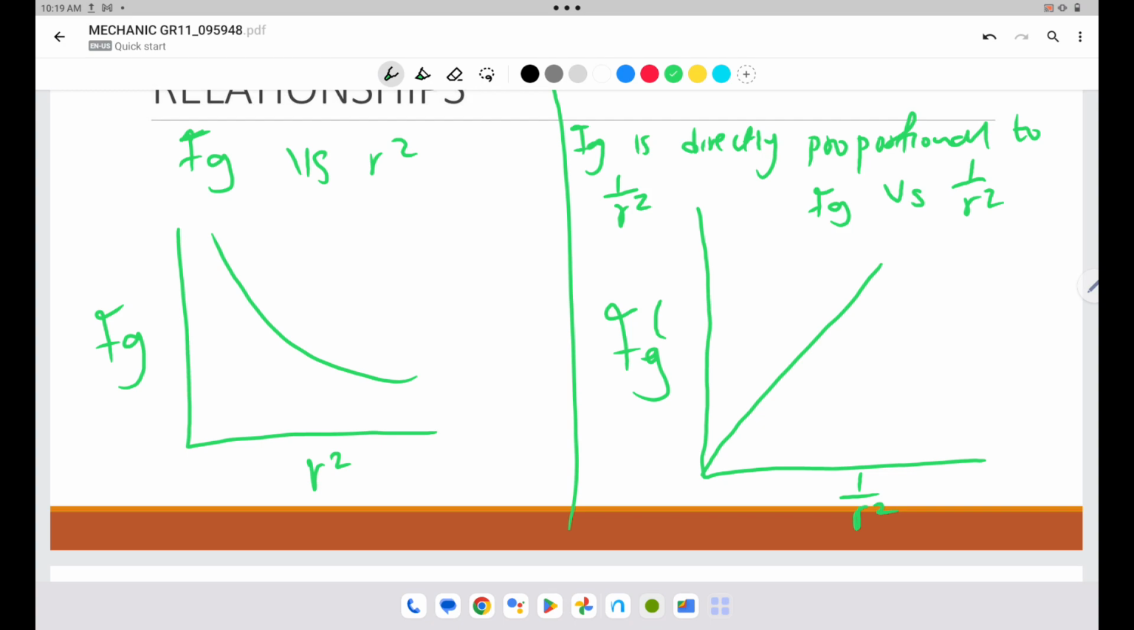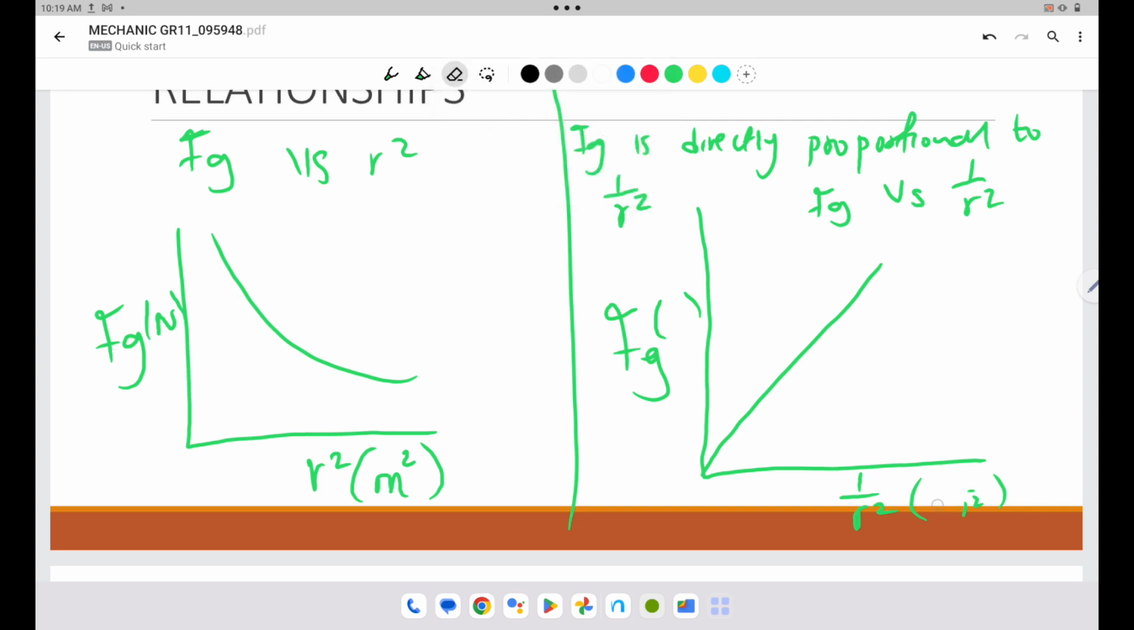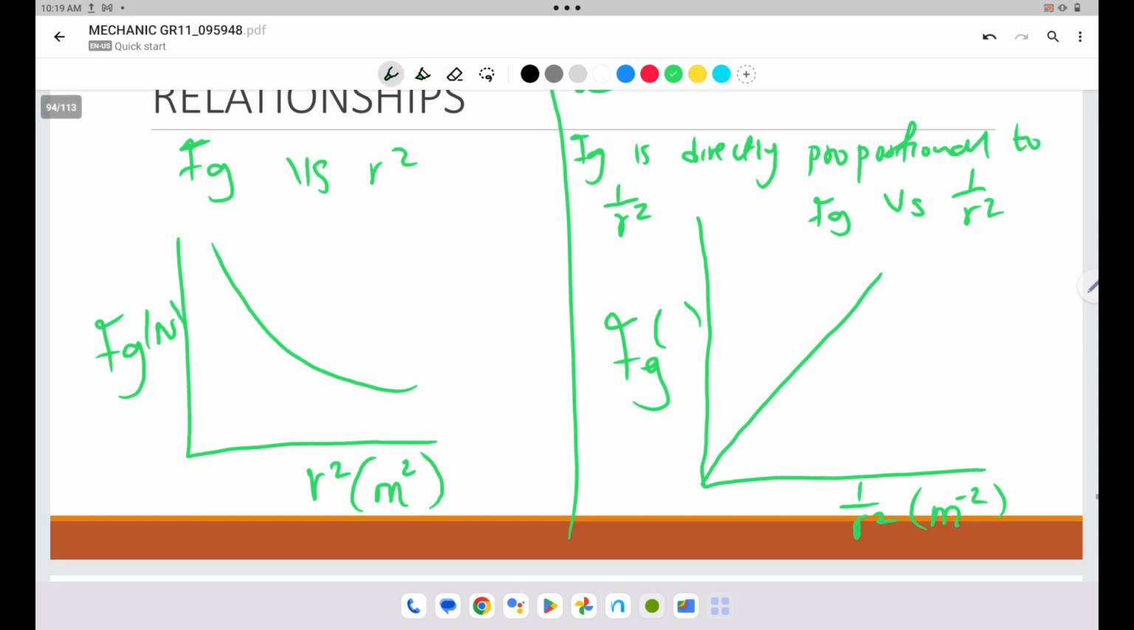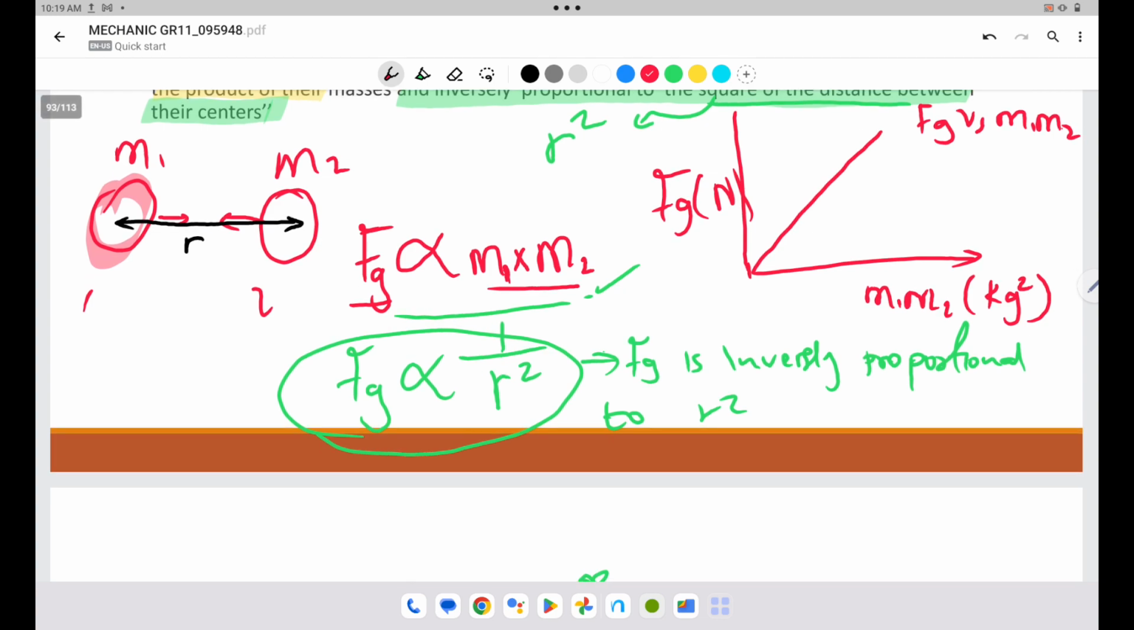Remember, when you draw your graphs, you need to include units in brackets. We're talking about a force here, and all forces are measured in units of Newton. For r squared, that is meter squared, so the one over it will be 1 over meter squared. But if you want to write it with a negative exponent, you can say that this is m to the power of minus 2. And over here, the units will be kg multiplied by kg, which is kg squared. And this one is still units of Newton.